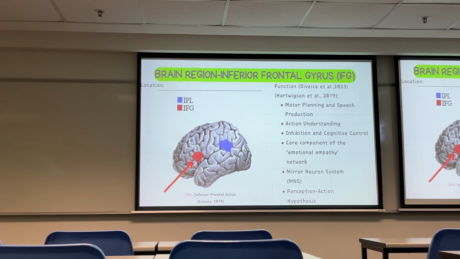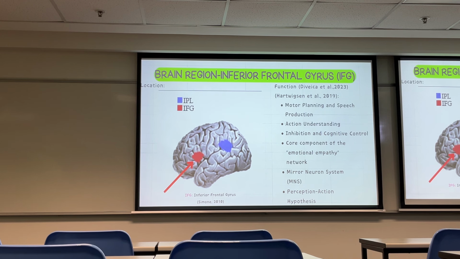Let's talk about some important brain regions. The inferior frontal gyrus is a region of the brain located in the frontal lobe, on the lateral surface of the prefrontal cortex. It is roughly situated behind your temple and above your eye socket. It is divided into key Brodmann areas, BA44, BA45, and BA47.